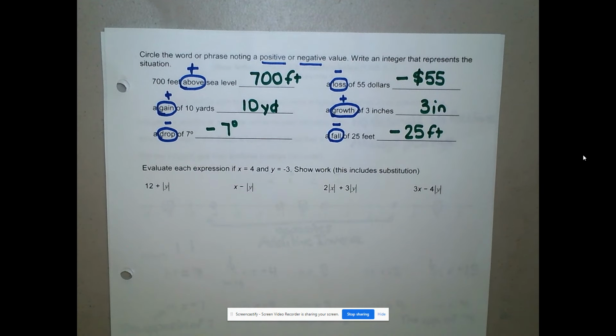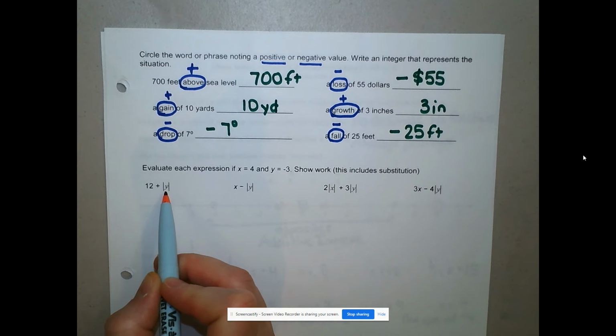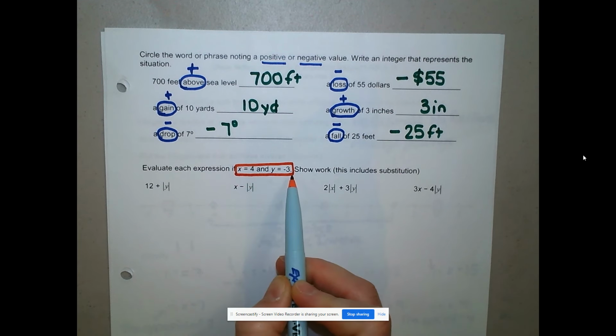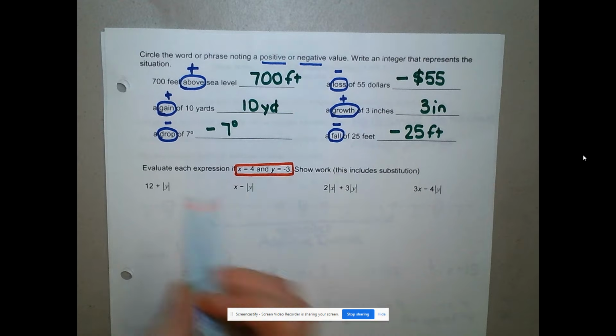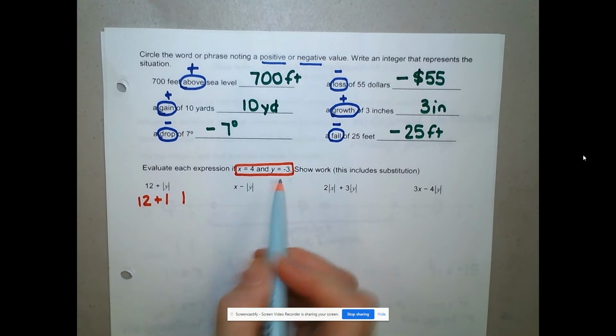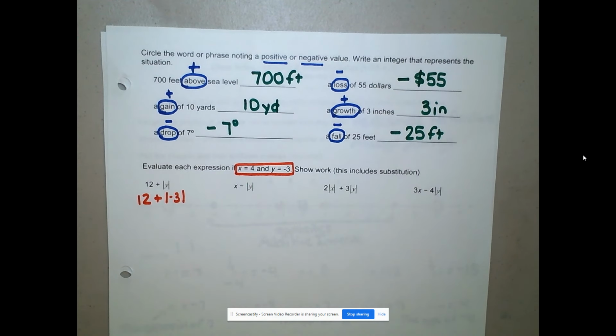Now, the rest of this section has to do with evaluating an expression. And basically, evaluate an expression means find the answer. So if I want to find the answer to 12 plus the absolute value of y, I have to look up in my question or up in my description and know that they're going to give me the value of the variable. So this y, 12 plus the absolute value of y, is worth negative 3. And then I would evaluate my expression.